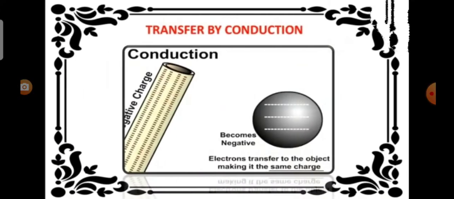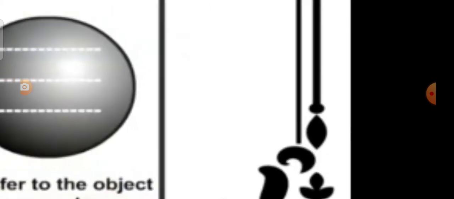Now we see the transfer by conduction. Charges can be transferred to an object by bringing it in contact with the charged body. Transferring charges from one body to another body is called transfer by conduction.